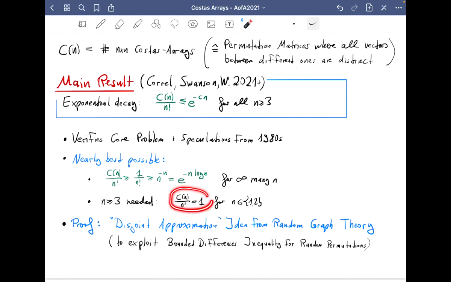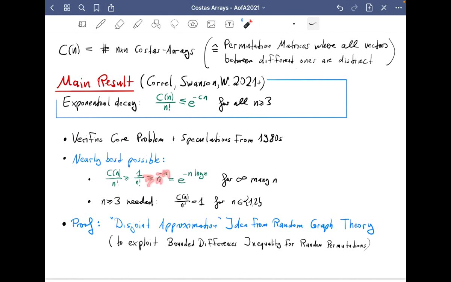But what about this exponential decay that we have here? Well, we know that for infinitely many n, these Costas arrays exist, right? So for these n, we know that C of n is at least 1. So this fraction is certainly at least 1 over n factorial. And this is happily at most n to the minus n. So in other words, we get a lower bound of e to the minus n log n. So if you compare this, here we have decay linear in n, and here we have decay lower bound n log n. So up to this logarithmic factor, our decay is actually best possible.